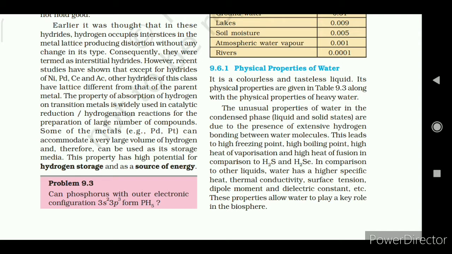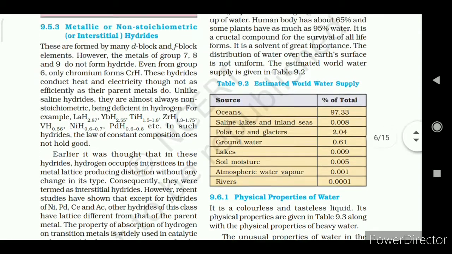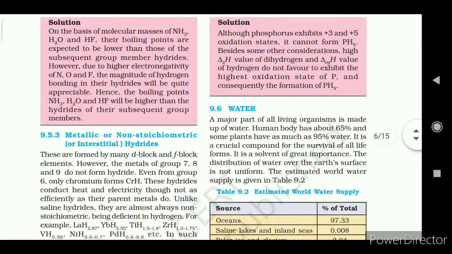9.6 Water. A major part of all living organisms is made up of water. The human body has about 65% and some plants have as much as 95% water. It is a crucial compound for the survival of all life forms. It is a solvent of great importance. The distribution of water over the Earth's surface is not uniform. The estimated world water supply is given in Table 9.2.